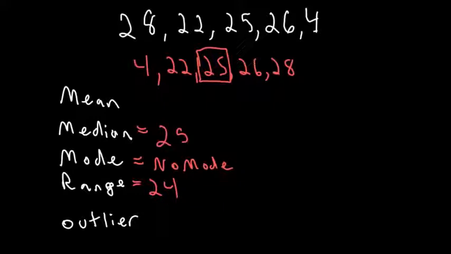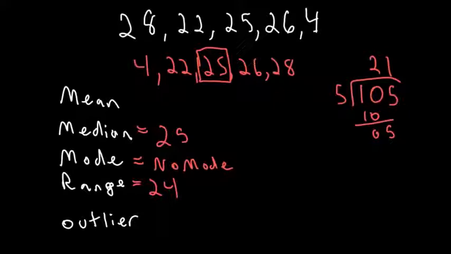Now to find the mean, I need to add these up. So 22 plus 28 is going to give me 50, plus 25 is 75, plus 26 would be 101, plus 4 would be 105. So my total there is 105. And I have 5 numbers, so I'm going to divide that by 5. So 5 goes into 10 twice, which is 10. Subtract, bring down the 5. 5 goes into 5 once. So my mean equals 21.